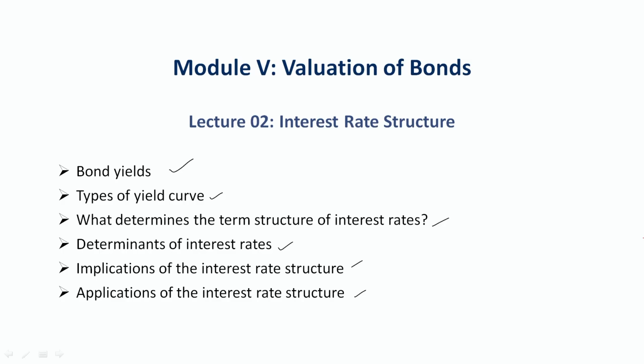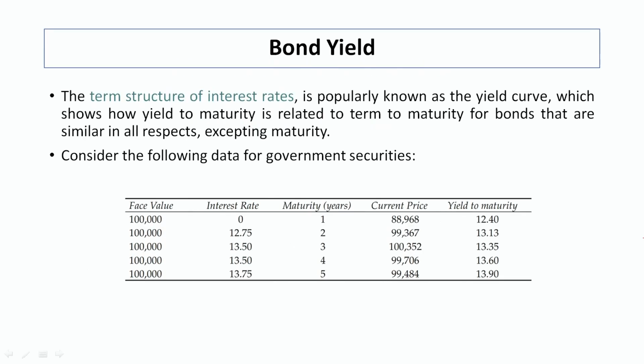The first term is bond yield. The term structure of interest rate is popularly known as the yield curve. So, when we talk about the bond yield, it is basically the yield curve or the term structure of interest rates. Whatever interest rate the particular bond is getting for a particular period of time is shown through a particular yield curve.